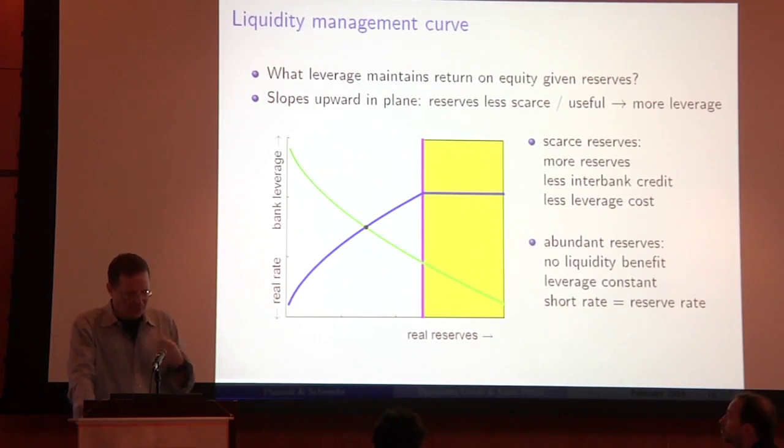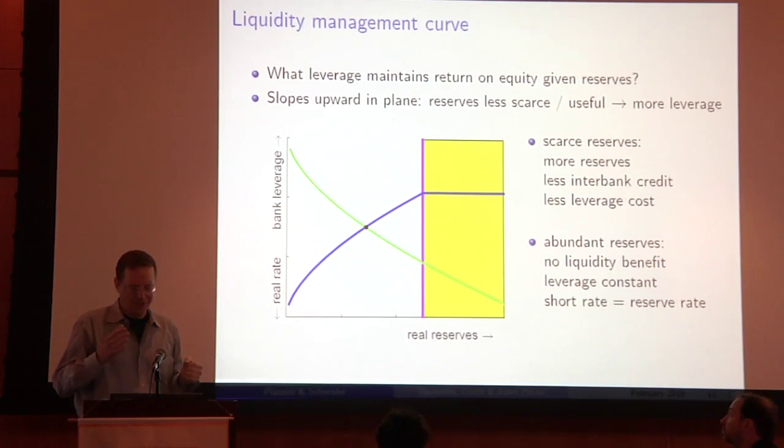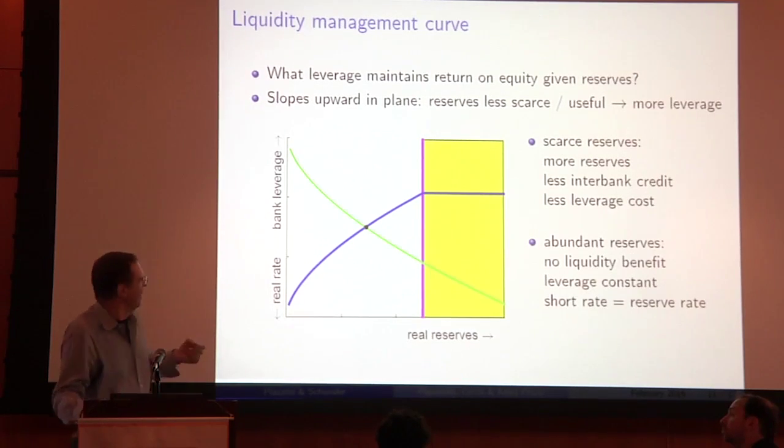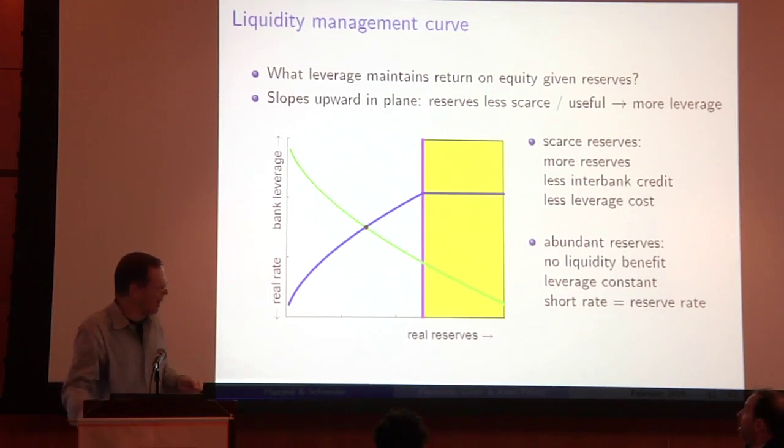The second curve talks about liquidity management and asks the question, what leverage does it take to maintain a given return on equity given reserves? This is sloping upwards in the plane, because if the reserves are less scarce and less useful, then I can have the same return on equity with more leverage. In order for holding this useless stuff to be sensible, for the same return on equity, I need more leverage.